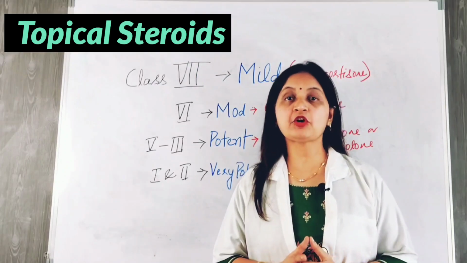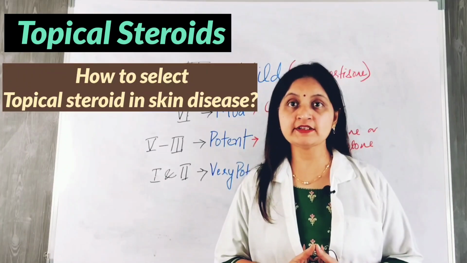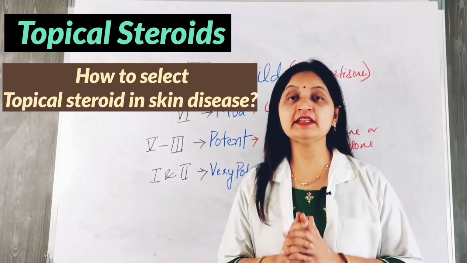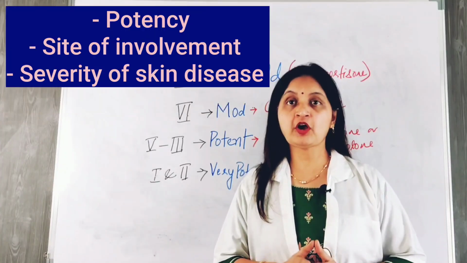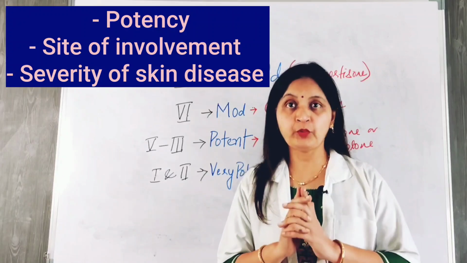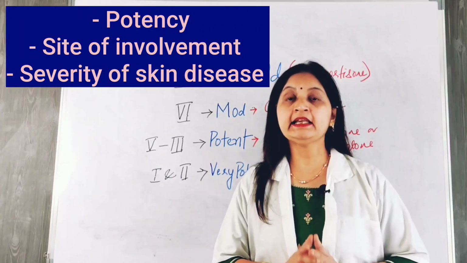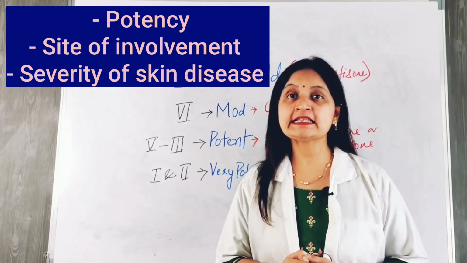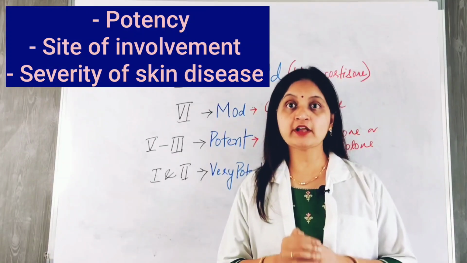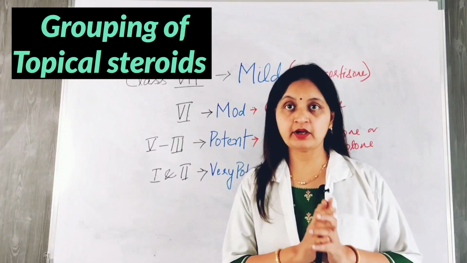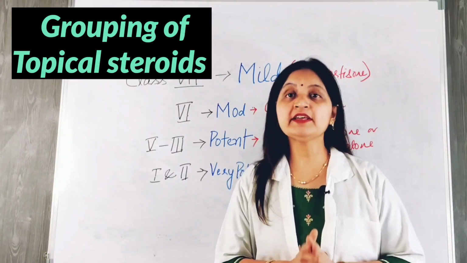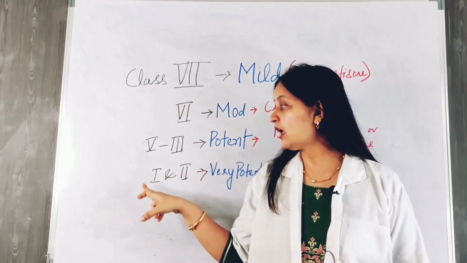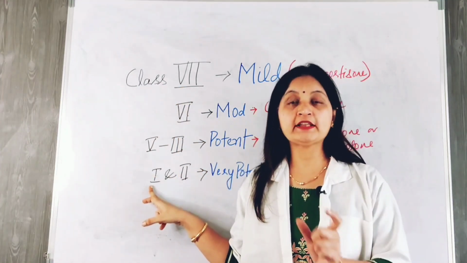Now coming to topical steroids, there are a wide range of topical steroids that are available in the market. So how to select a topical steroid for a given skin disease? The topical steroids are selected on the basis of potency, one. Secondly is the site of involvement, and third is the severity of the skin disease. So the topical steroids are grouped into 7 classes from class 1 to class 7 in the decreasing order of potency. So class 7 steroid is a mild steroid and class 1 steroid is very potent steroid.